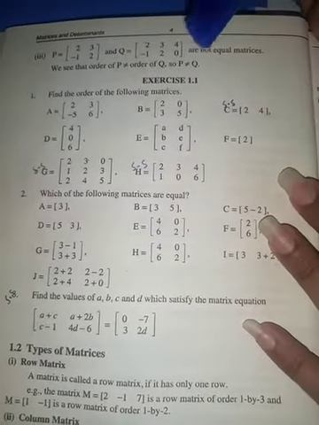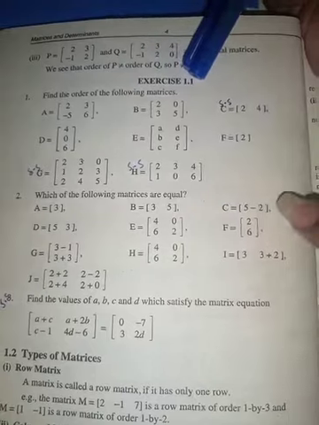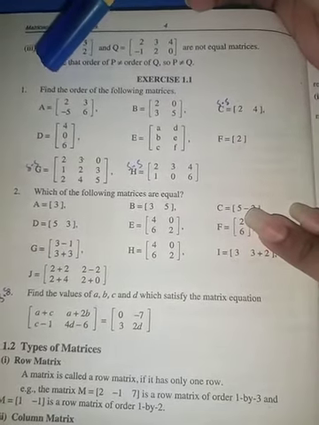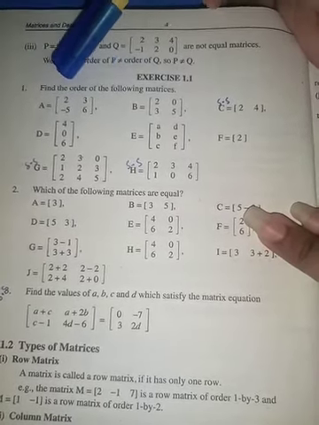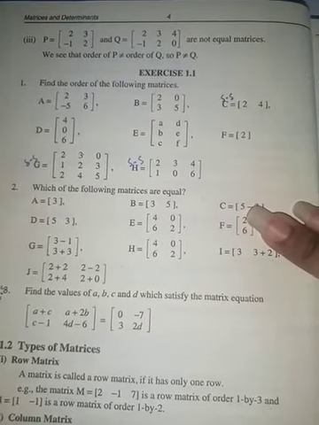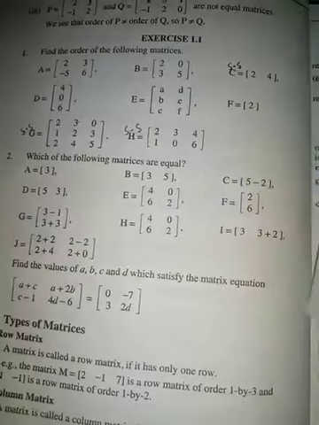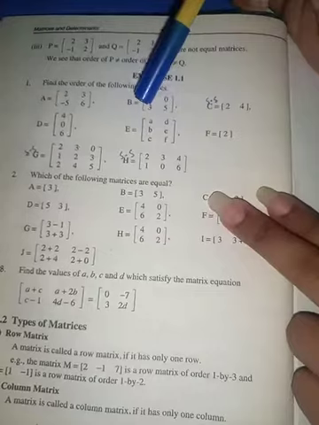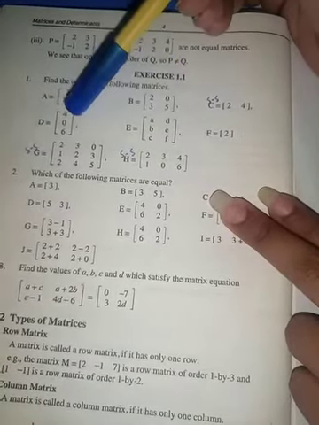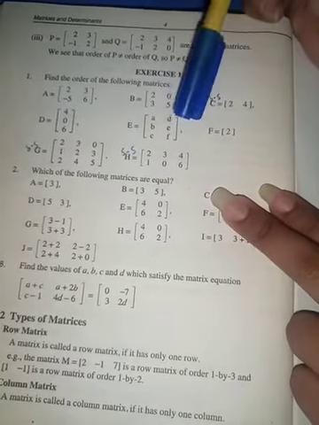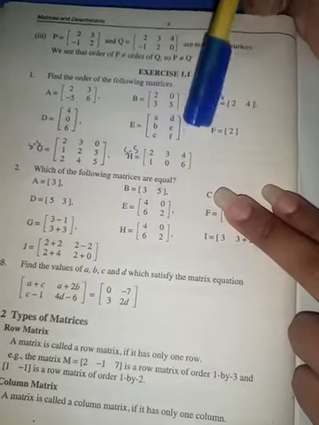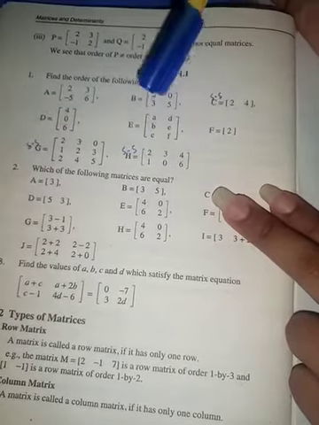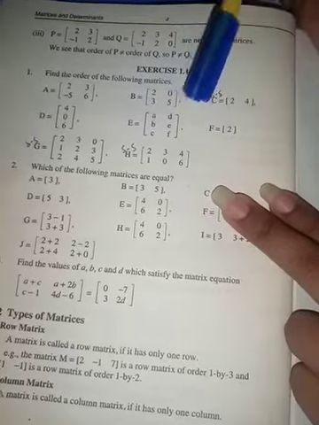So according to these few definitions, we have our exercise 1.1. The first question is just to find the order of the following matrices. As we have discussed in the previous example, order of a matrix means number of rows and columns. So students, you have to count the rows and columns and then write the order of these matrices. For example, in E, there are 3 rows and 2 columns. So the order of matrix E is 3 by 2.